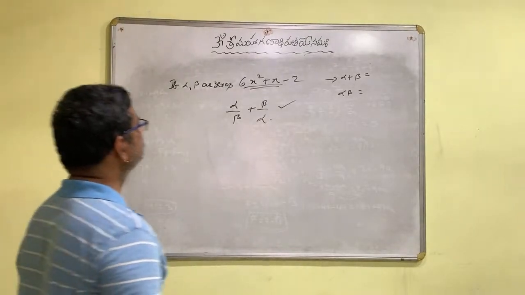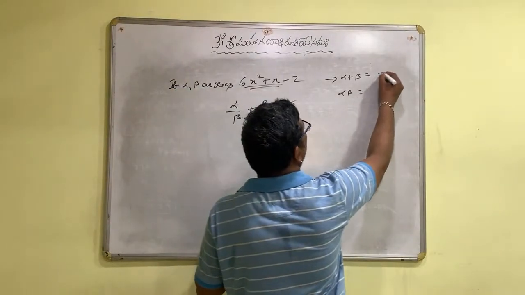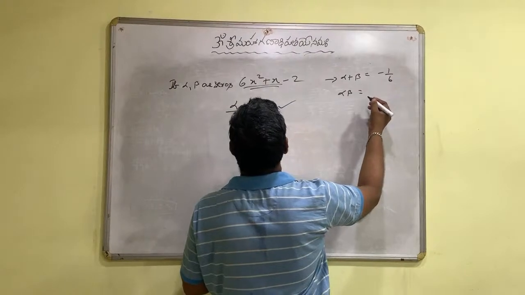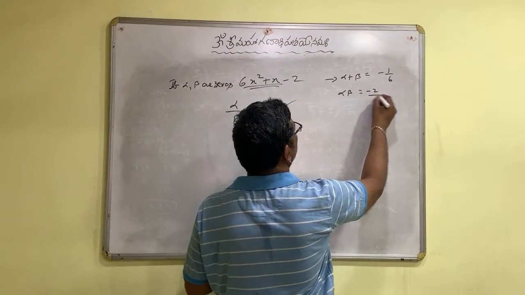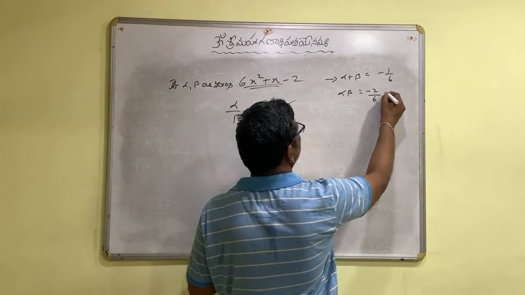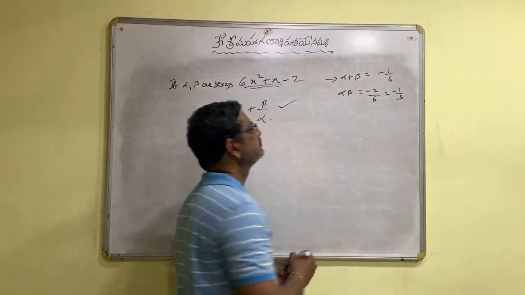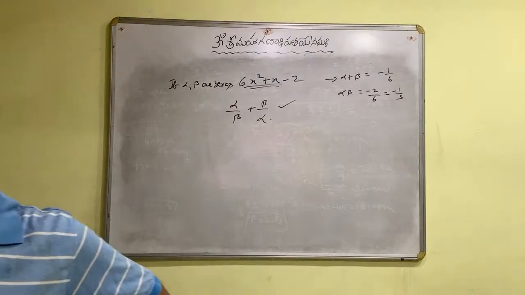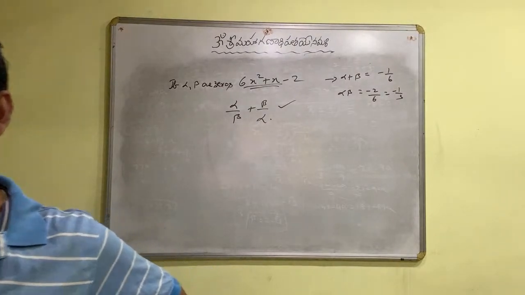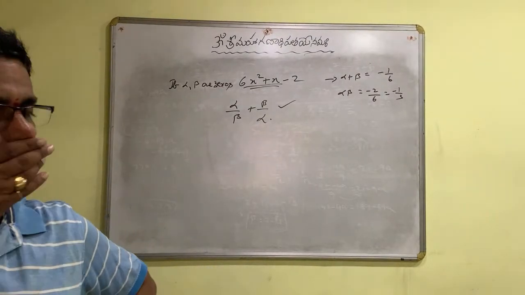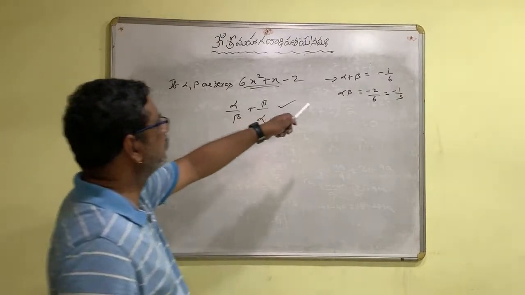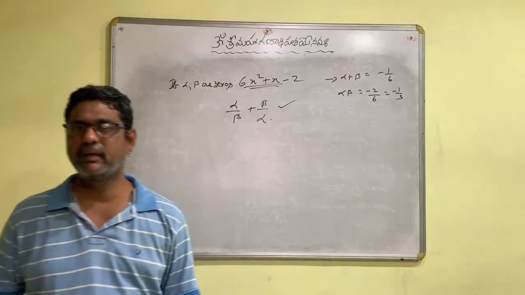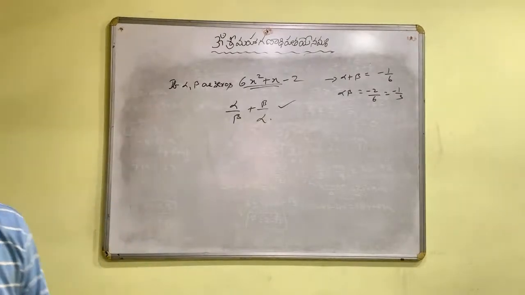So what is alpha plus beta? Minus 1 by 6. What is alpha beta? Minus 2 by 6, that is minus 1 by 3. We know alpha plus beta is minus b by a and alpha beta is c by a. So first we need to write those two values for every problem.